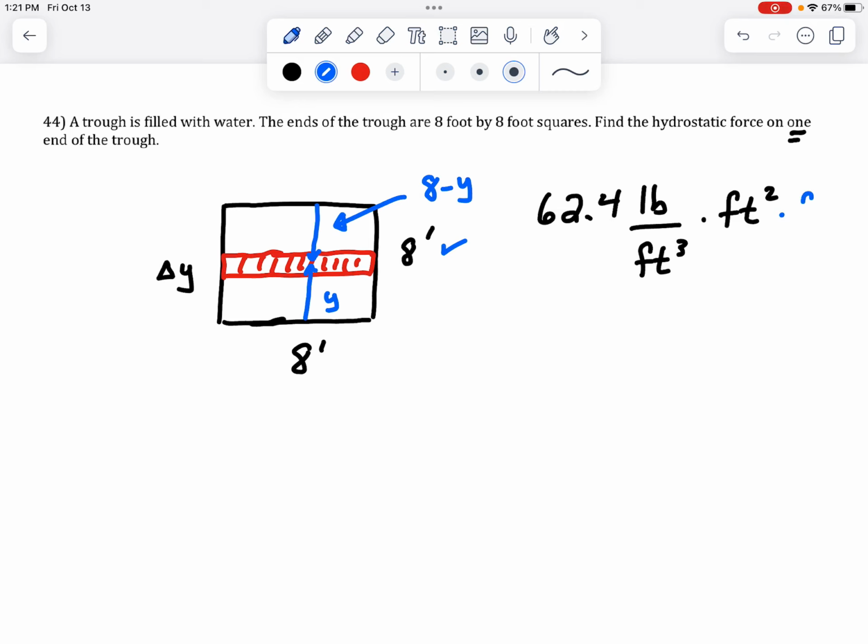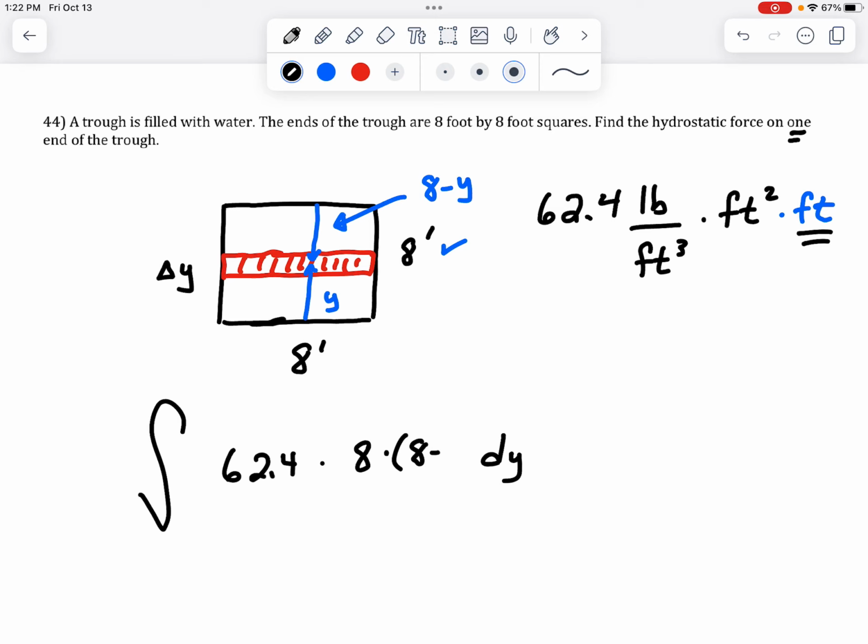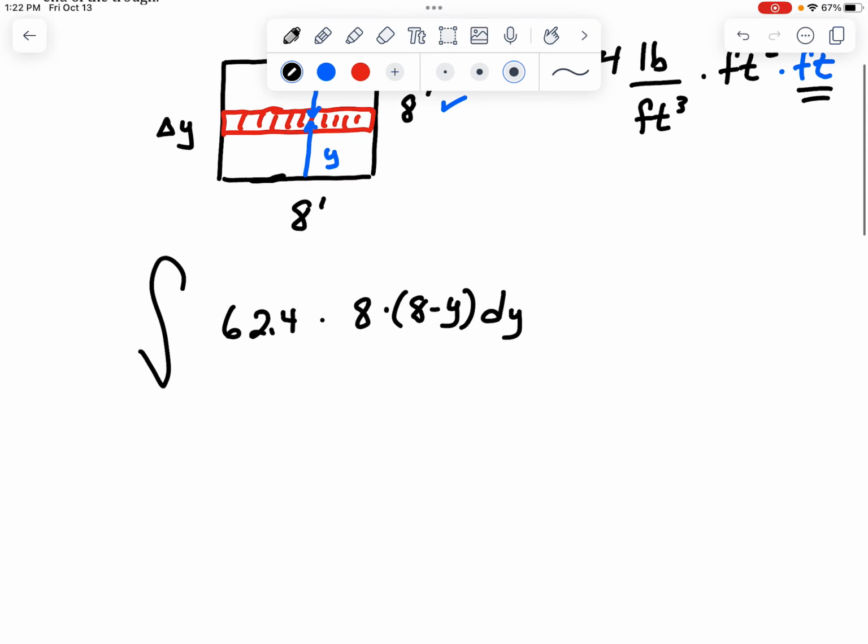And then when we multiply by the depth, the units are now going to be pounds, so we just need to add all of those up. And the adding comes in the form of integrate the 62.4, and then that gets multiplied with the area, and area would be, well, the rectangle has a height of delta y, and it's 8 feet long, so it's going to be 8 times delta y, and then the delta y becomes dy when we're integrating. And then also we need this last length or depth, which is 8 minus y. And then integrate from 0 to 8.